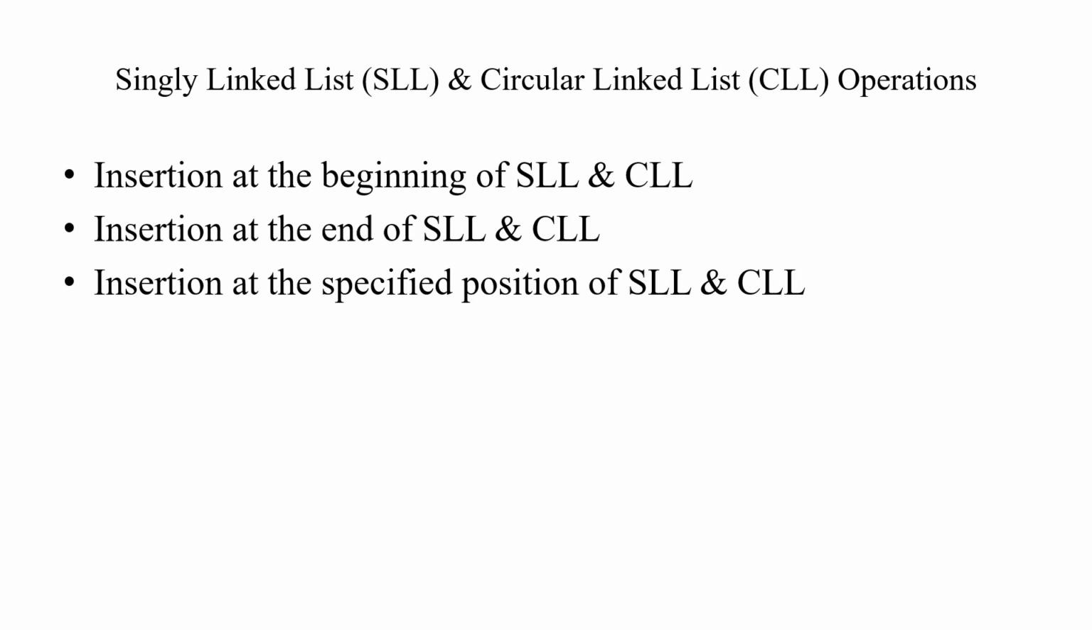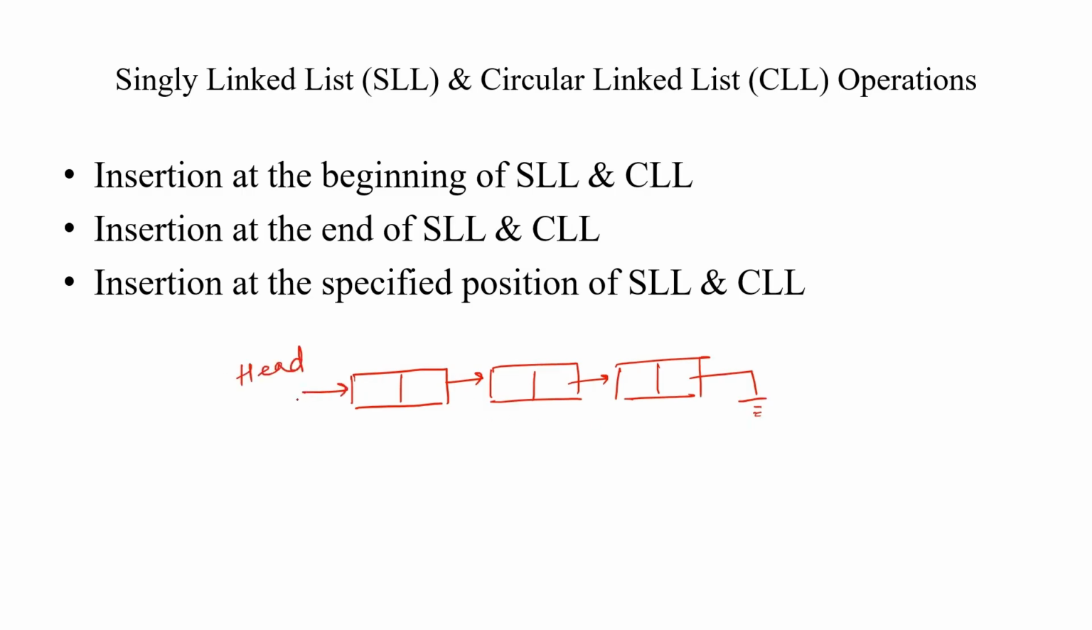First, we will start with the insertion. We will perform insertion in both the single linked list and the circular linked list. As you already know, this is how a single linked list looks. For example, this is a node and the second node is connected with the first node. Like this, we have a chain of structure, and finally we have a null value in the end. The first node will be pointed to by the head.